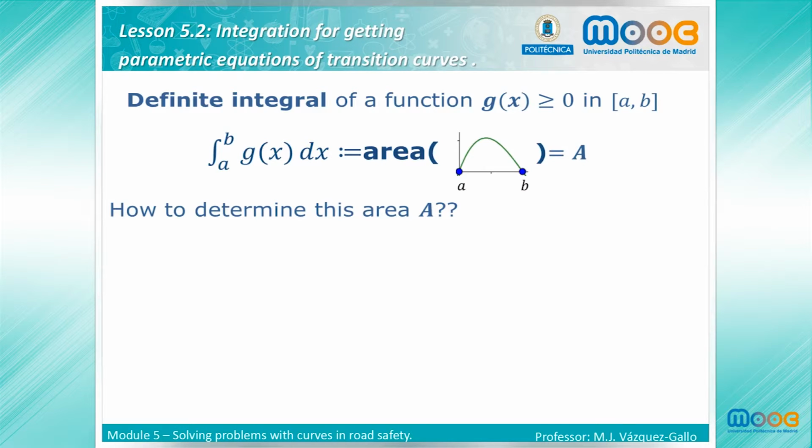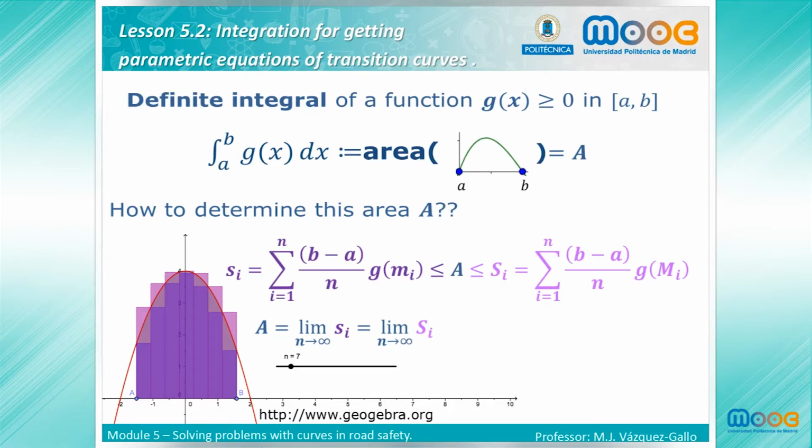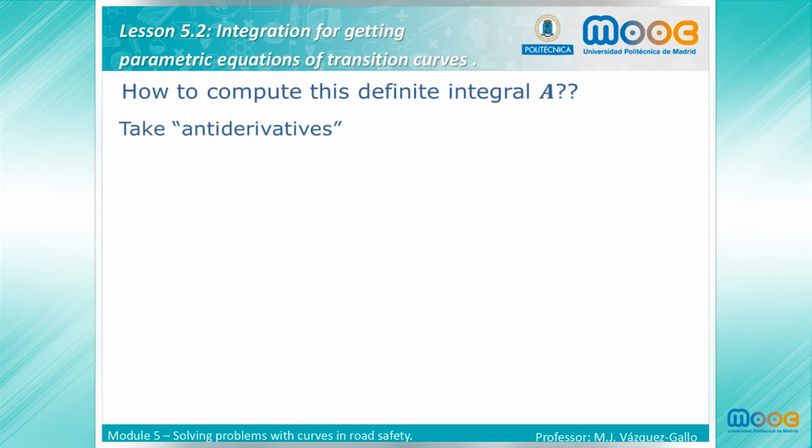To determine this area, we approximate the region considered by a collection of rectangles below and above, so the area is always between the two sums of areas of rectangles considered. Now, if when the number of these rectangles is infinitely big, these two sums are infinitely close to the same number, then this number must be the area we were looking for, and the given function is called integrable on the given interval.